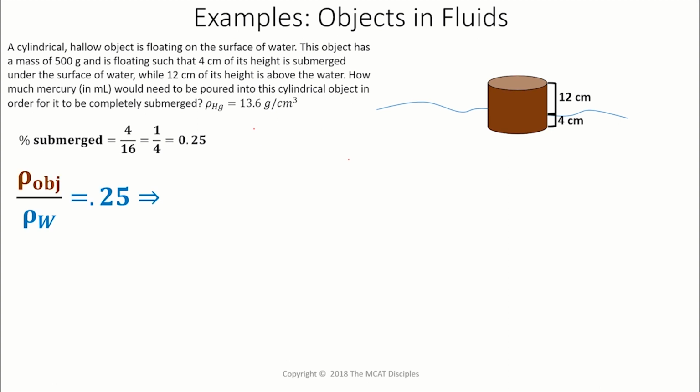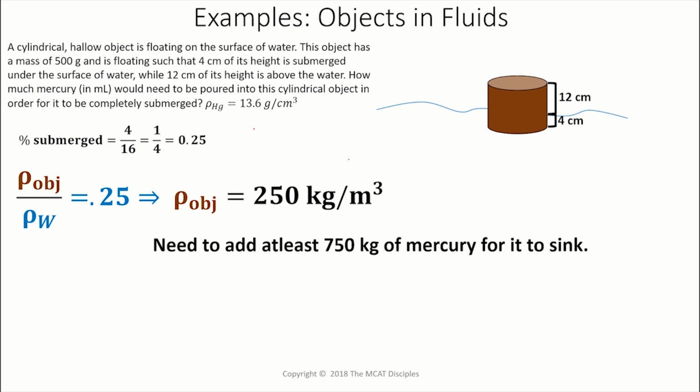Now we can use that information to determine the density of this cylindrical object by multiplying by the density of water, and that gives us the density of the object of 250 kilograms per meter cubed. Now you know something will be completely submerged if the density of the object is equal to the density of the fluid it's in. In this case, we want it to be equal to the density of water. So we need to add 750 kilograms of mercury for it to sink, rather, be completely submerged underwater.